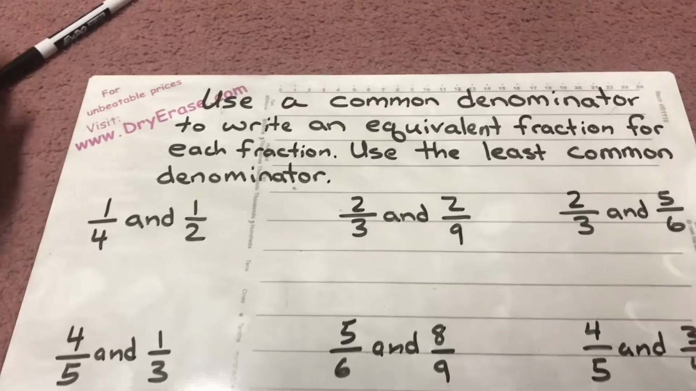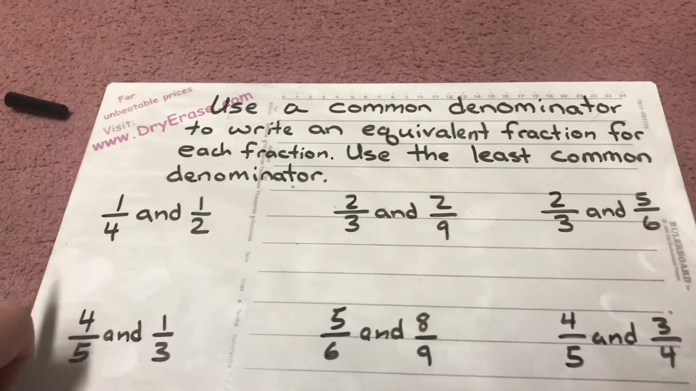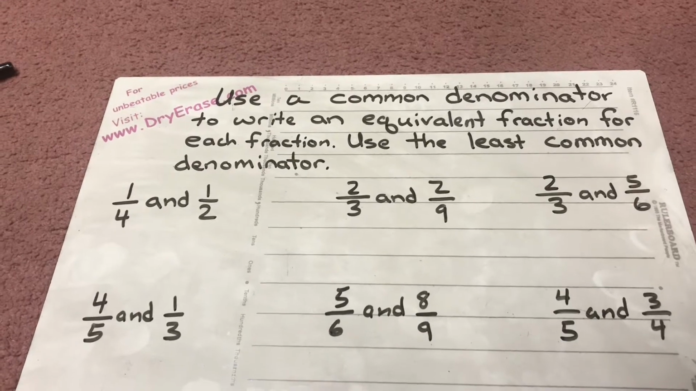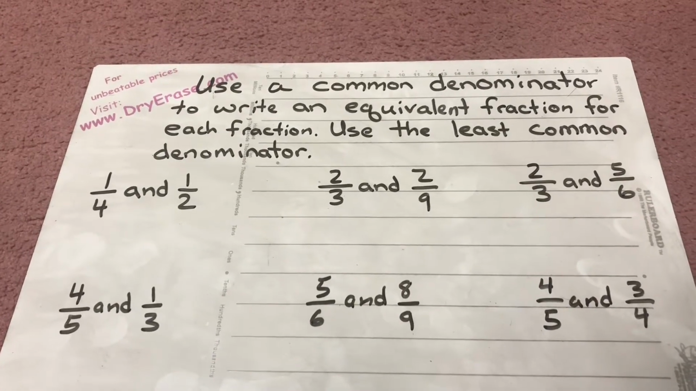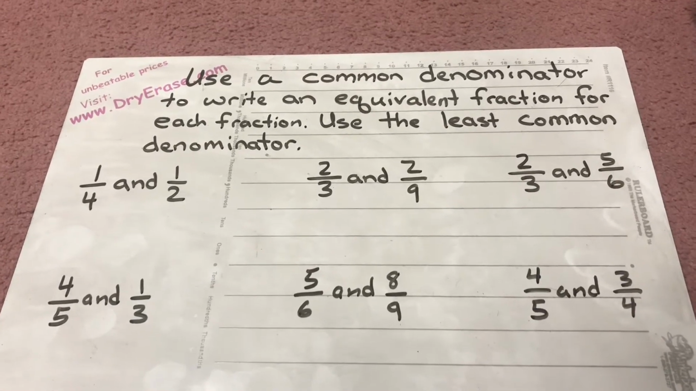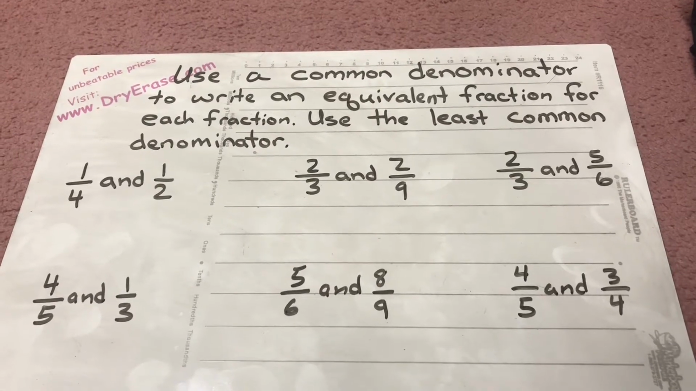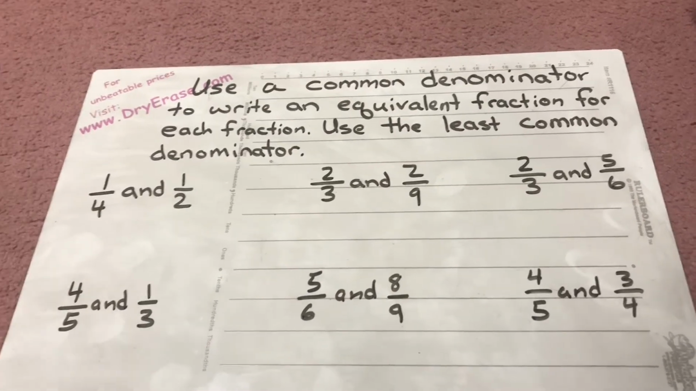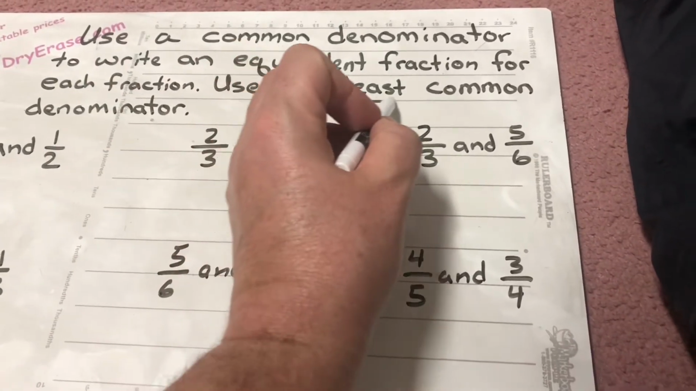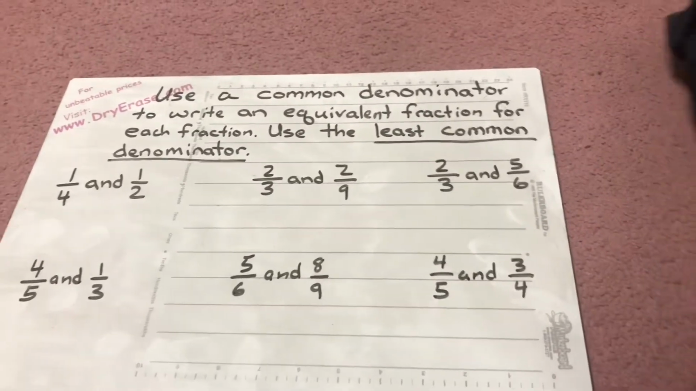All right, well, we're getting here into using a common denominator to write an equivalent fraction for each fraction. Use the least common denominator. This is the first step into adding and subtracting fractions with different denominators, fifth grade, as we're looking here in 8.3. And I'm going to push this a little further in the sense that on today's assignment, I am going to require you to use the least common denominator.